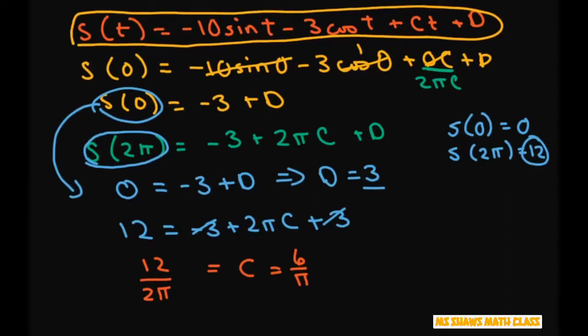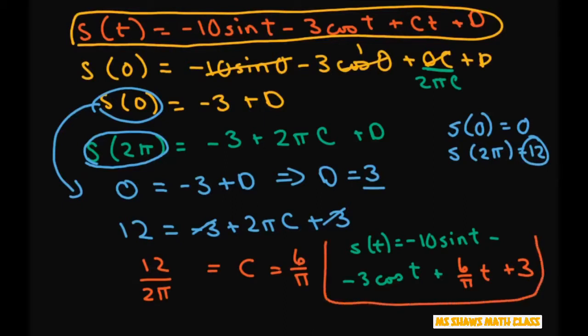So you're going to get s of t equals negative 10 sine of t minus 3 cosine of t plus c, which is 6 divided by pi, times t, plus 3. And that's your final answer.